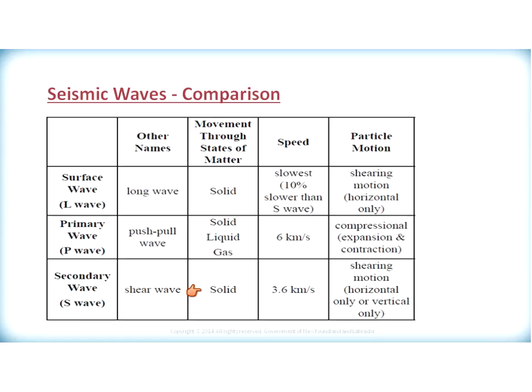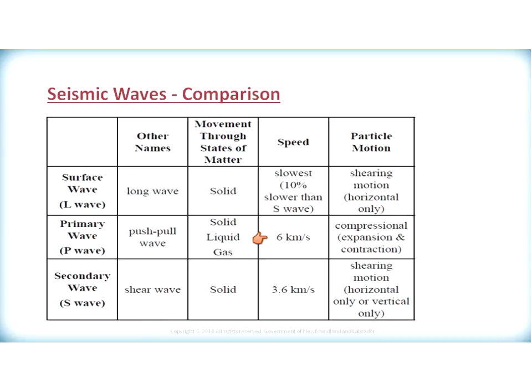When we compare the speed of these seismic waves, the slowest of the seismic waves would be the surface waves, followed by the second slowest wave, the secondary wave, which travels at approximately 3.6 kilometers per second, and the fastest wave would be the primary wave, which travels at approximately 6 kilometers per second. And these are the first to arrive at a seismic station.